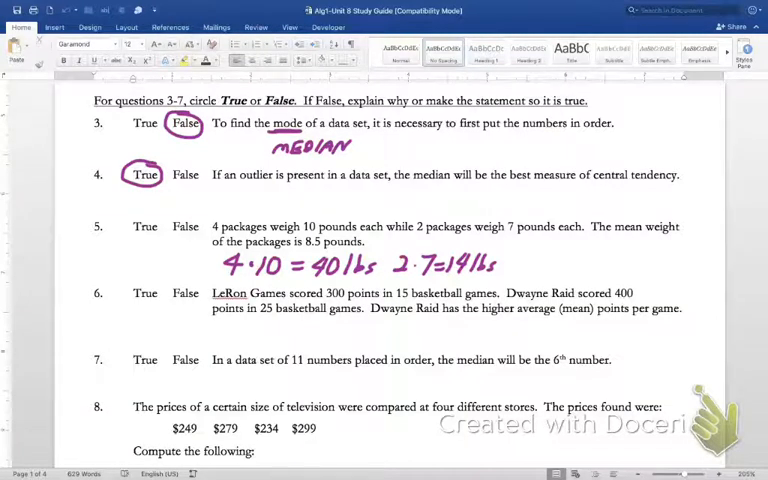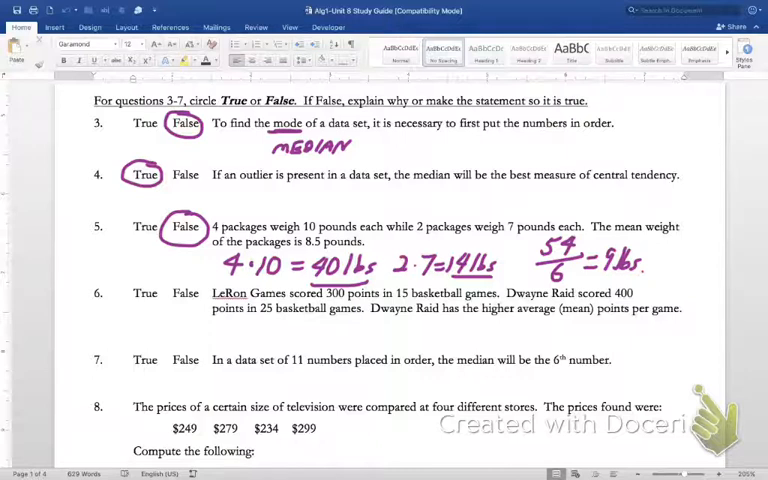So I have a total of 54 pounds if I add 40 and 14 together. And I have a total of 6 packages. So 54 divided by 6 is 9 pounds. And that's enough to prove that statement false.